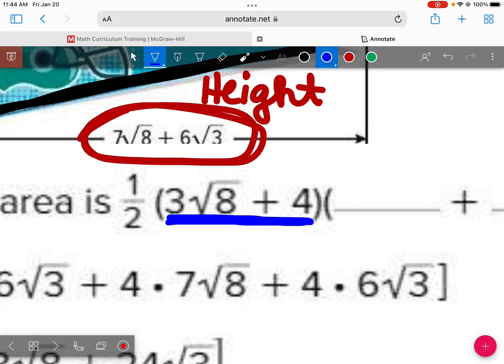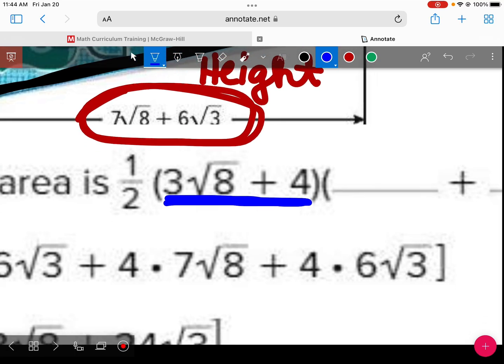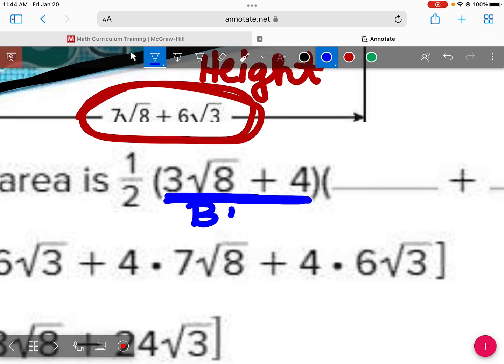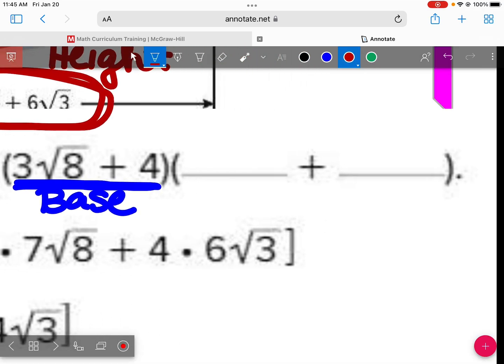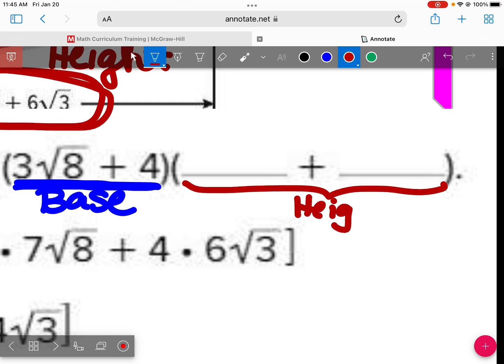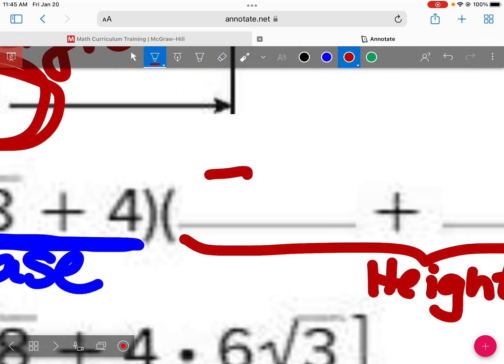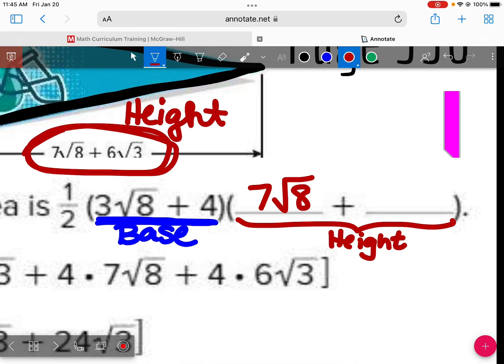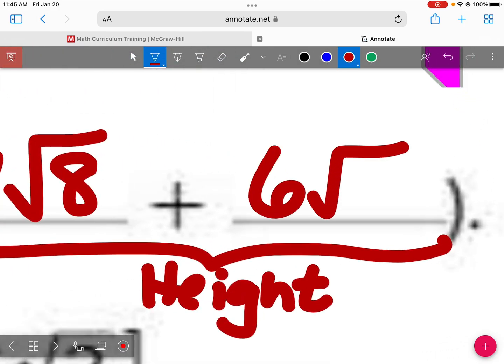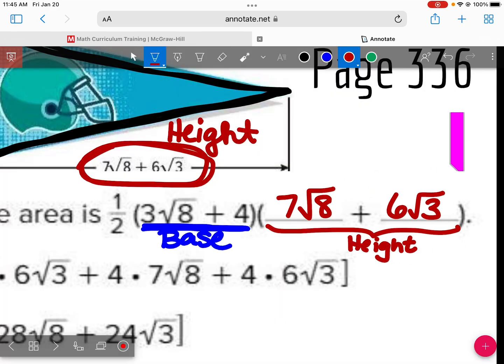From the triangle. Which piece of the triangle? What are we calling that part? The base. And we need to multiply the base by what? By the height. So let's fill in the height right here. What are we filling in for the height? 7 square root of 8 plus 6 square root of 3. Beautiful.